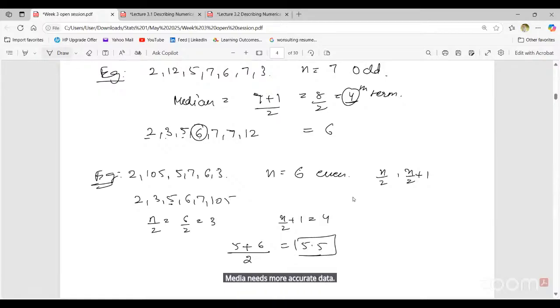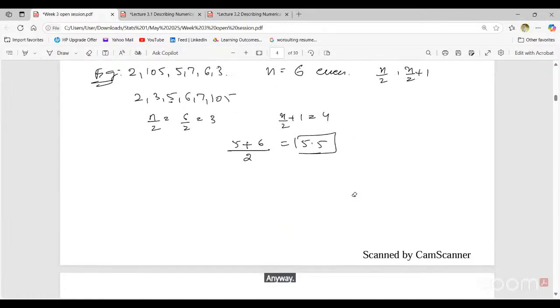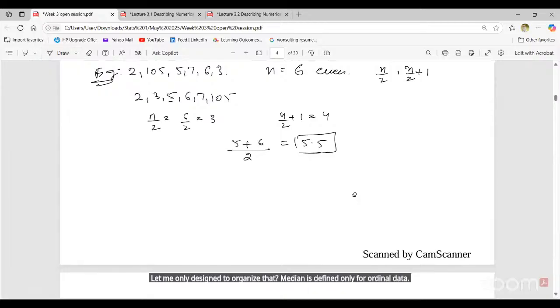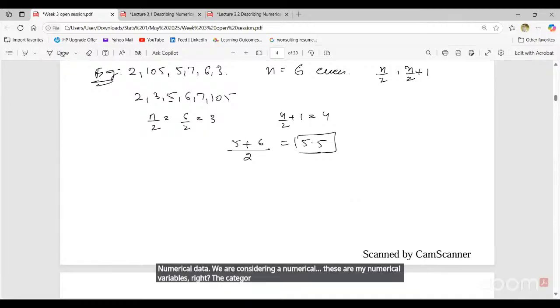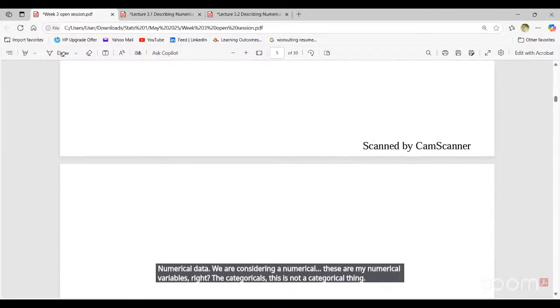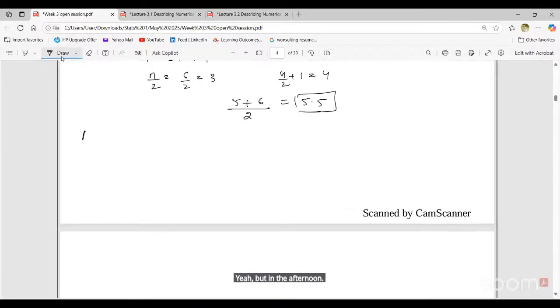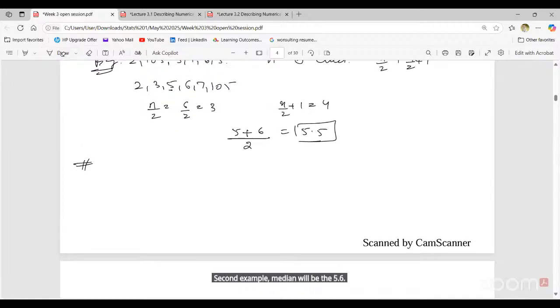Is median defined only for ordinal data? Numerical data. We are considering numerical variables, right? This is not a categorical thing. In the second example, the median will be the average of 5 and 6.